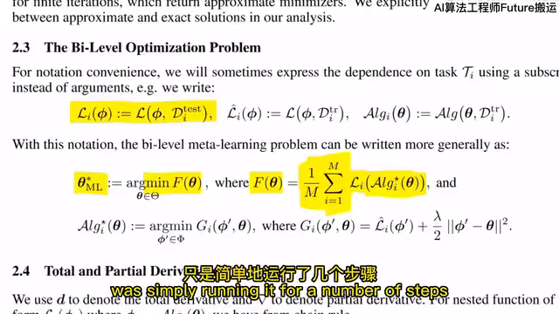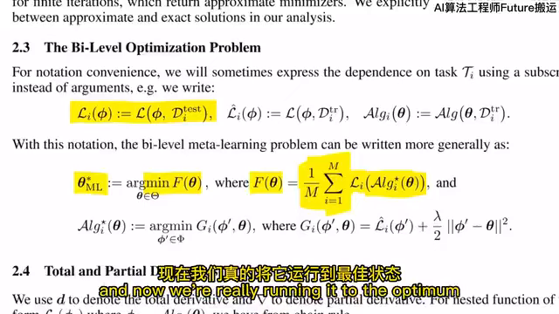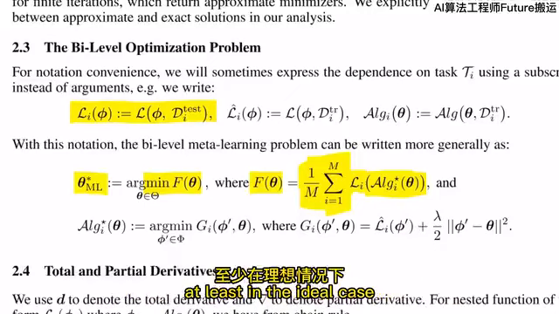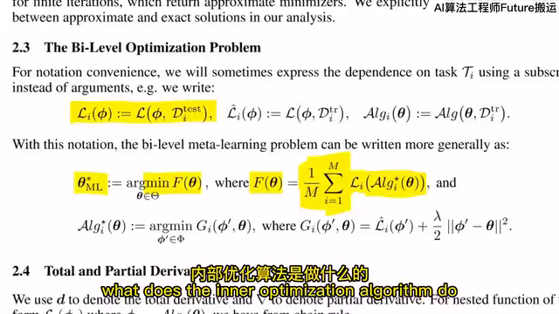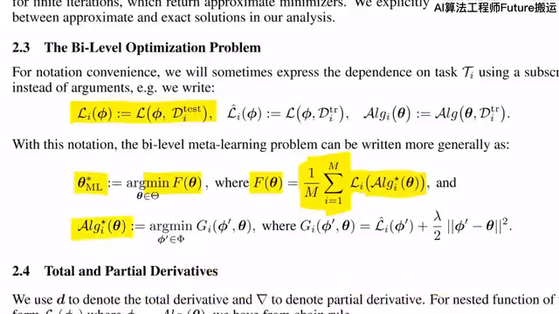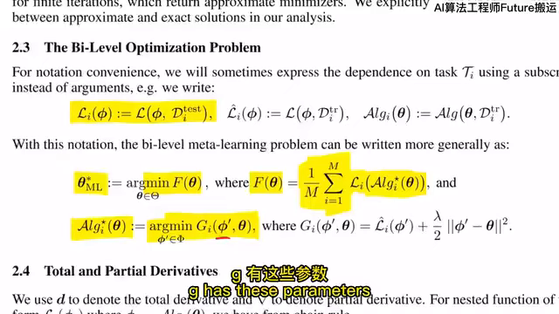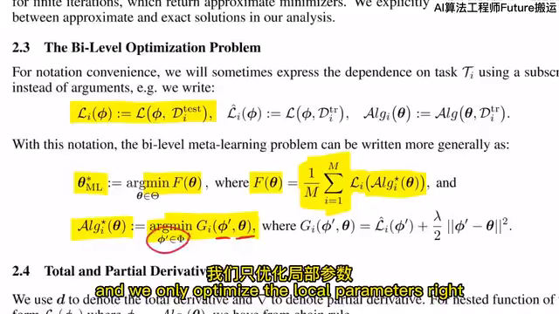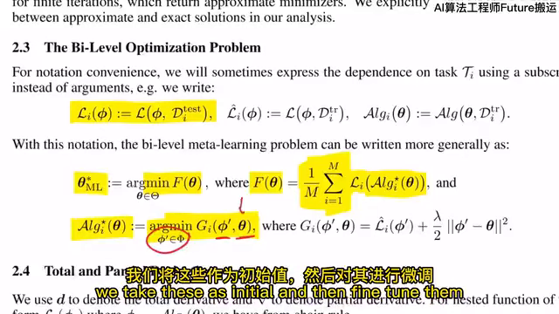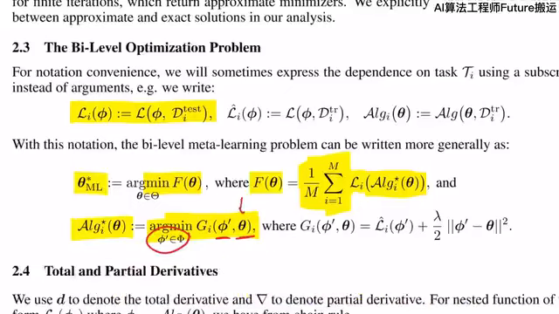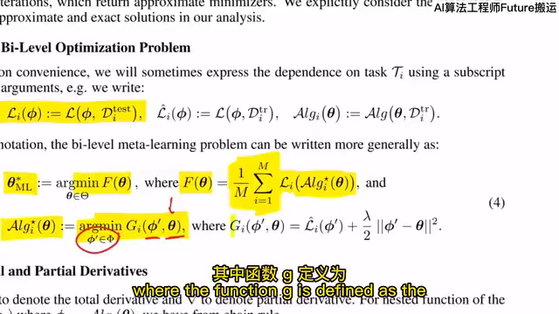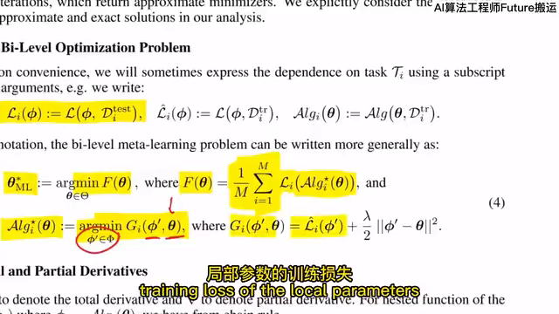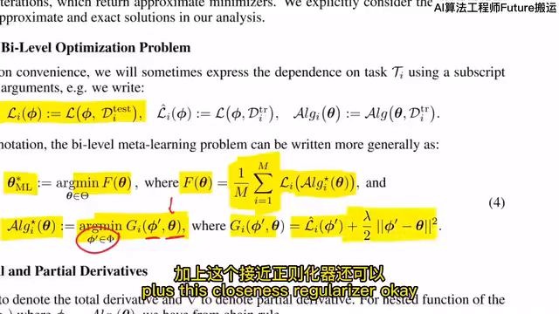The original MAML was simply running it for a number of steps, and now we're really running it to the optimum, at least in the ideal case. What does the inner optimization algorithm do? The alg star here minimizes this function g. Right now, g has two arguments: these parameters, which are the local parameters, and these, which are the meta parameters. And we only optimize the local parameters. Right? We take these as initial and then fine-tune them, where the function g is defined as the training loss of the local parameters plus this closeness regularizer. Okay?